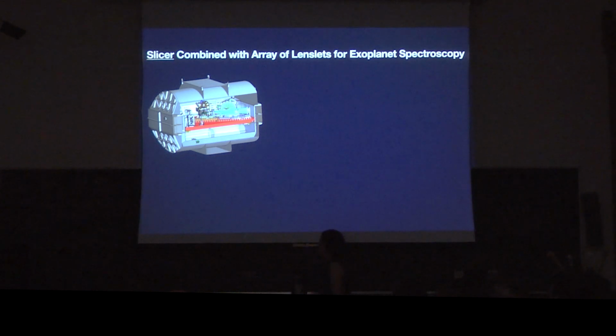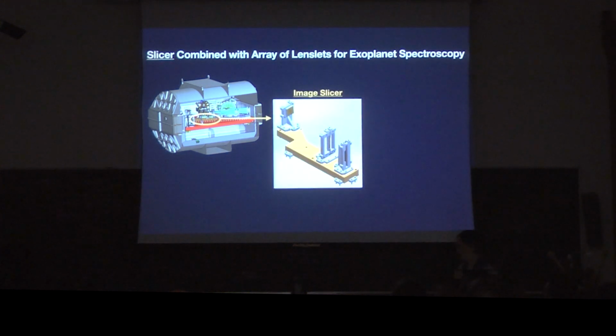The one thing that is up and coming that's really exciting is actually another piece of the acronym. So now we're going to talk about the slicer. The goal of SCALES is to get us spectra of exoplanets. I showed you those little short spectra, the diagonal lines, before. The slicer is actually going to enable really detailed study of exoplanets when you combine it with the lenslet array.